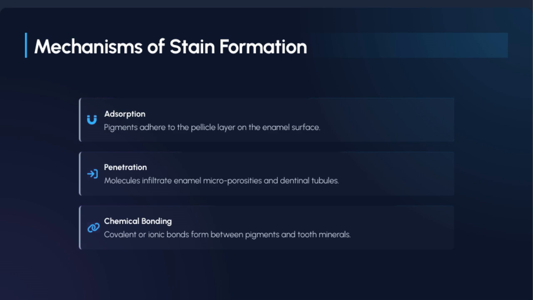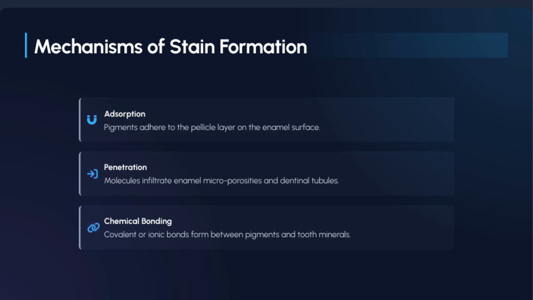Then there's adsorption, where pigments adhere to the pellicle layer on the enamel surface. The pellicle is that thin film of proteins and other molecules that naturally forms on teeth. When pigments stick to this layer, it creates a superficial stain that can often be managed more easily, but it still contributes to the overall appearance of discoloration.